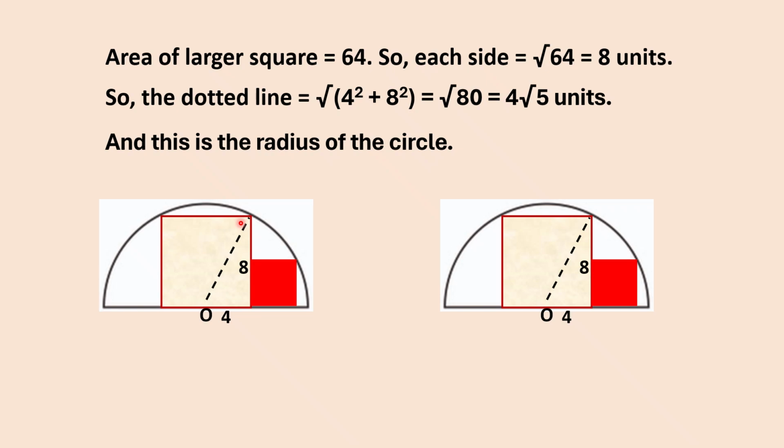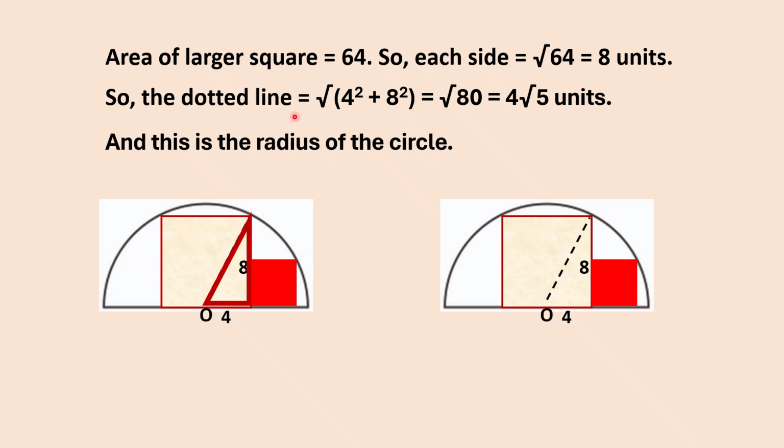Now look at the blinking right angle triangle. We already calculated that the side of the larger square is 8. So the base will be half of 8, that is 4. And the altitude, which is the side of the larger square, will be 8. So the base is 4 and the altitude is 8, and the dotted line is a radius, that is the hypotenuse.